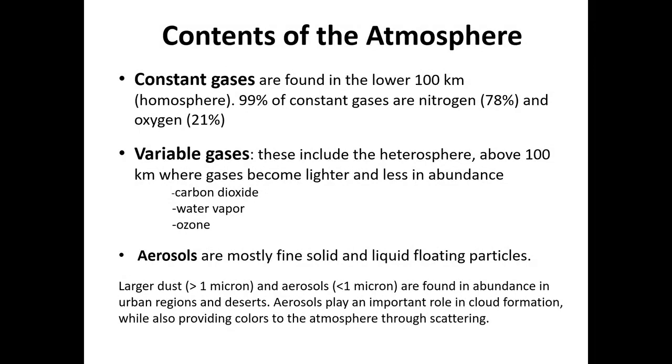So within the homosphere, nitrogen is about 78% of the air and oxygen is about 21%. And the variable gases are gases that significantly change depending on where you are in the atmosphere, how high or how low you are. And those are carbon dioxide, water vapor, ozone, and other elements.